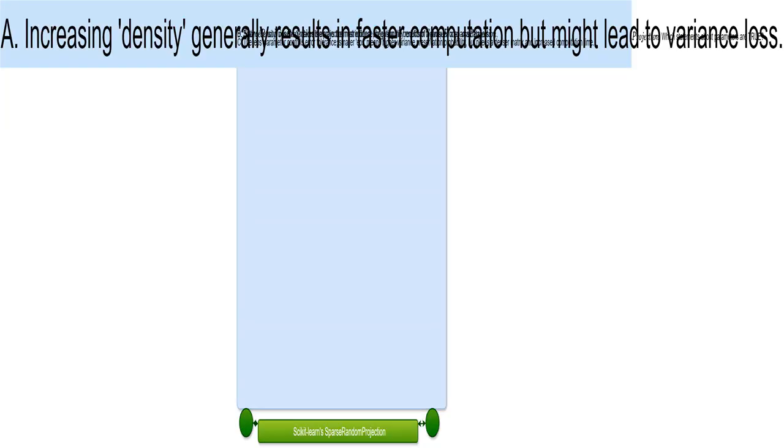In considering statement A, increasing the density parameter will speed up calculations because there are fewer zero values. However, this might mean that some important information will be lost in the dimensionality reduction, reducing how well the reduced dataset represents the original one.